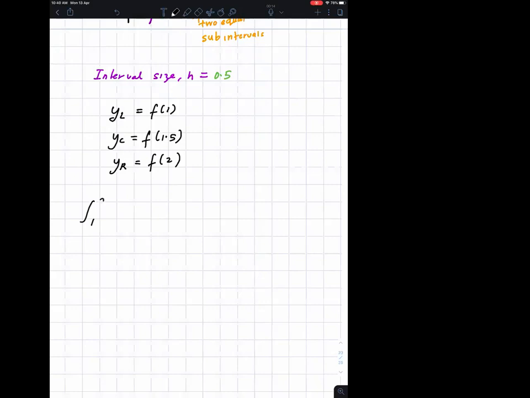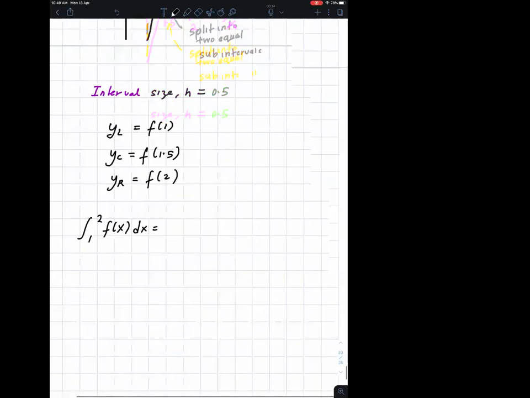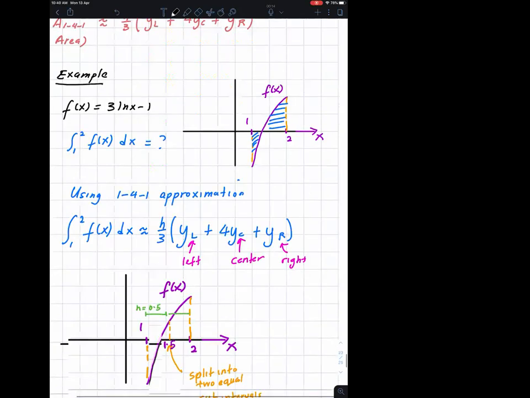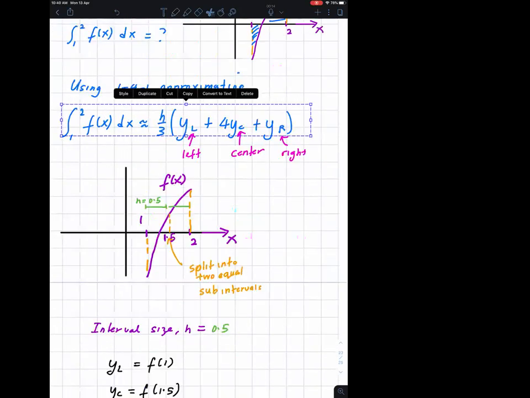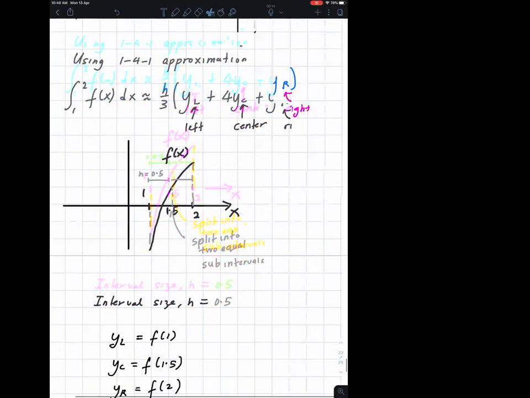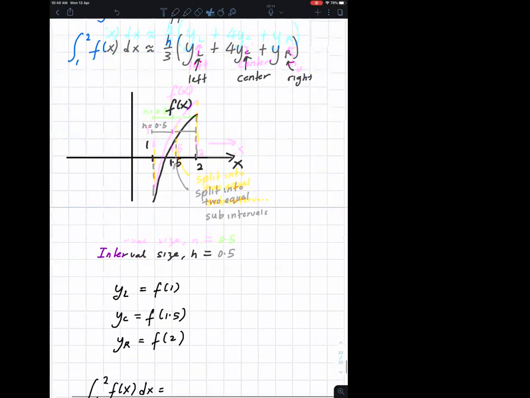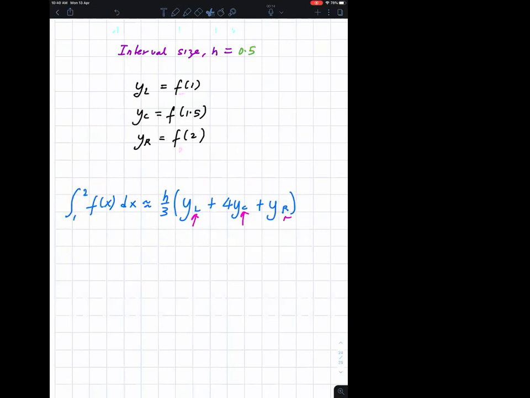So therefore the integral from 1 to 2 of f(x) is, you go back to this formula, h over 3. Maybe I can just take this. I'm just bringing it over here for reference so that you don't get confused. Now the rest is plug and chug.